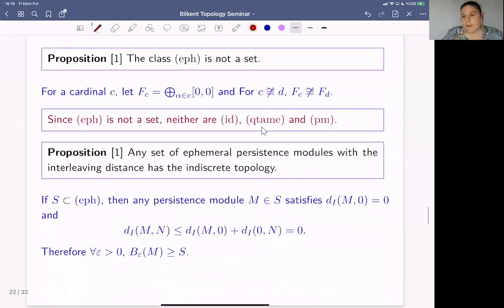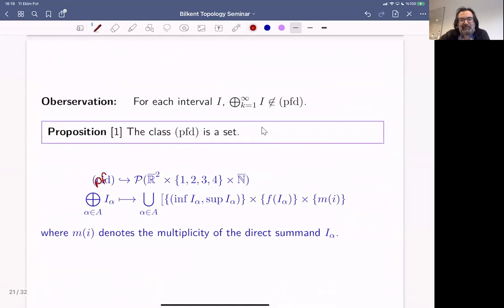So for instance, maybe you can ask why the class of ephemeral persistence modules is not a set. At this point, yes, please. No, please. Another naive question. The set of vector spaces is not a set, right? All the vector spaces form a class. There's no set of vector spaces, right? It's also a class, all the vector spaces. So there you do a trick to make it a set. Do you do the same trick here?